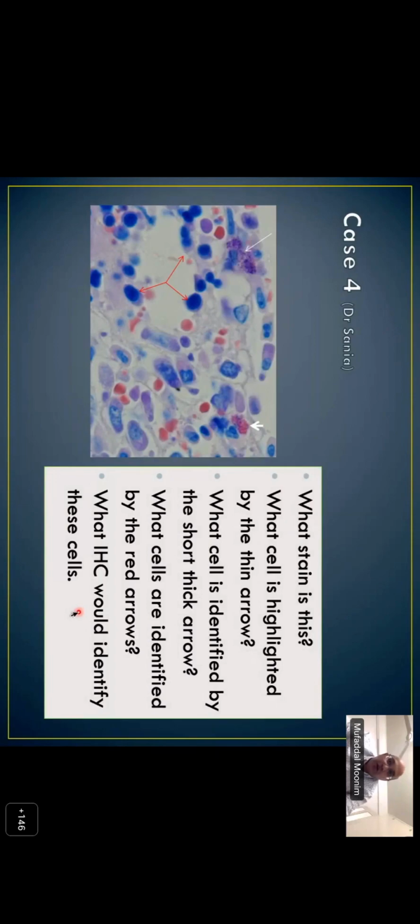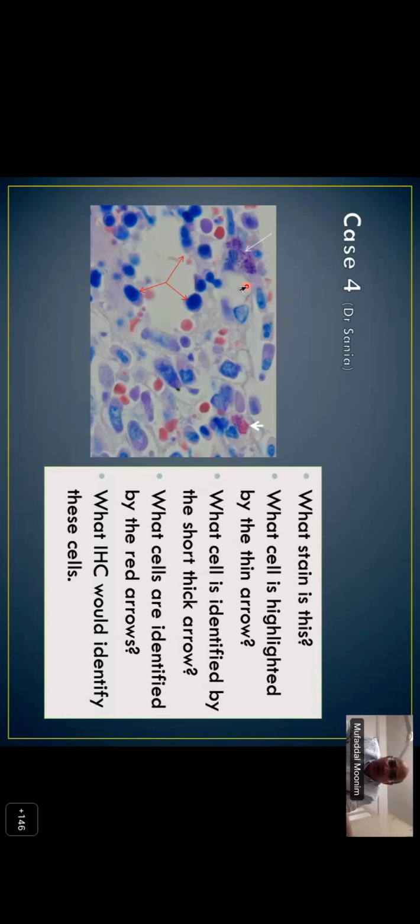Okay, let's move to case 4. Dr. Richard, could I ask you what stain this is? Giemsa stain. Excellent. And we've already covered this, but what cell do you think is highlighted by this thin arrow? So it's a large cell with abundant cytoplasm, and the cytoplasm has coarse purplish granules and a round to oval nucleus. So this is probably a mast cell. Excellent. So it's a mast cell.